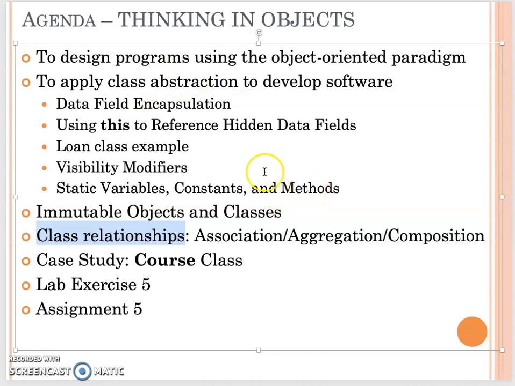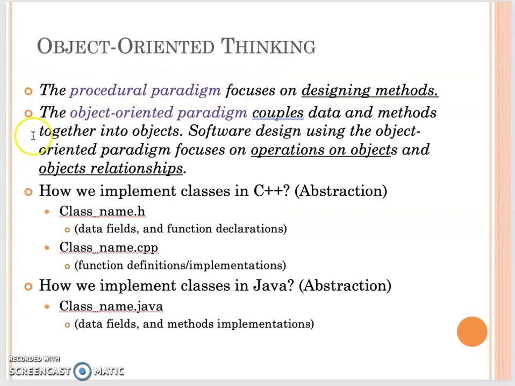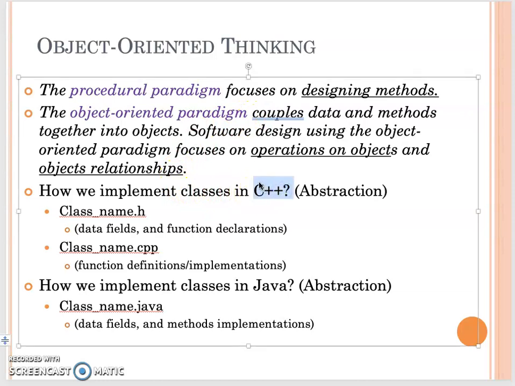But the first thing, let's talk more about object-oriented programming. From now on, you need to have your object-oriented thinking when you implement a program. In Java, we are pure object-oriented. When we learn C++, C++ actually is both. C++ started as procedural programming, then we added the object-oriented concept.